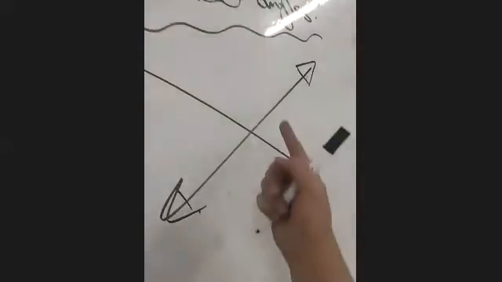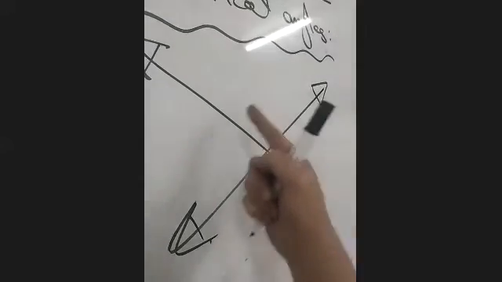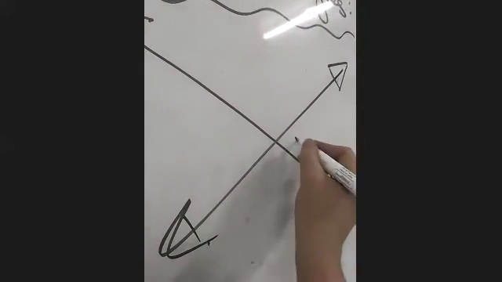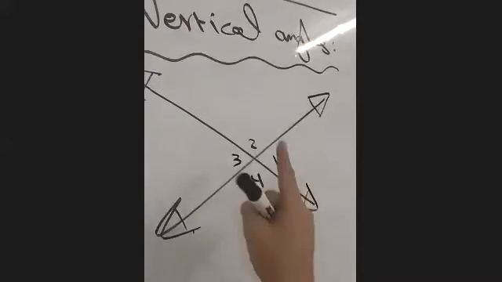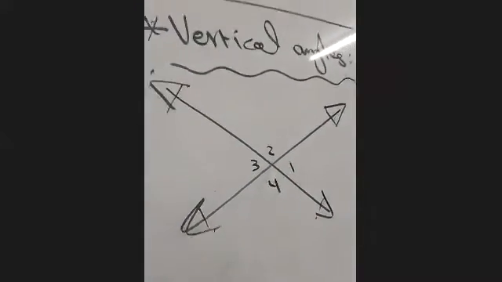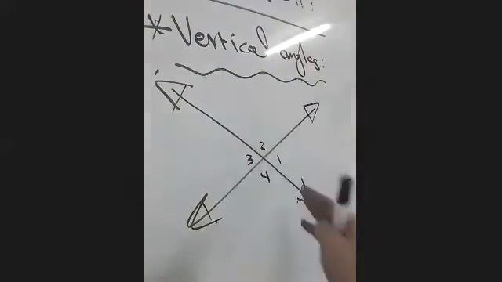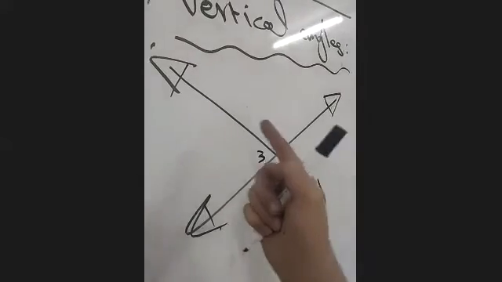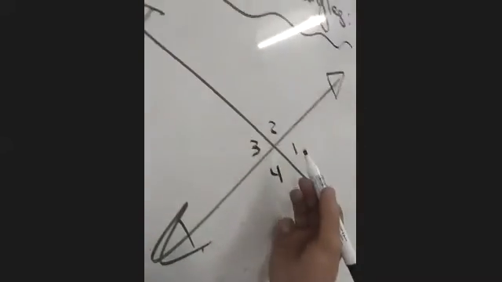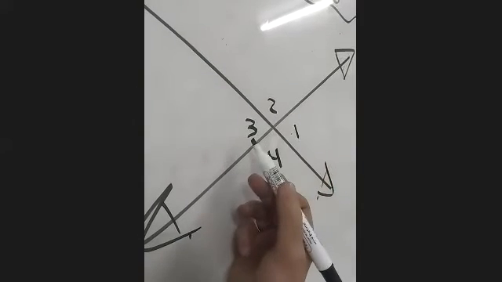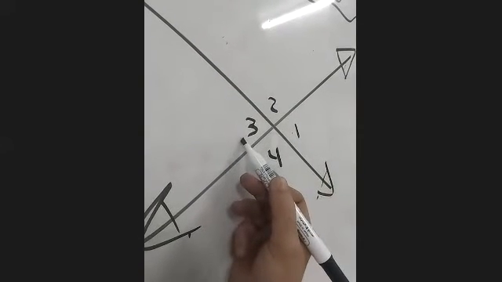Now, I have here four angles. I will name them 1, 2, 3, and 4. So if you intersect two lines, there will be 4 angles between them. Now, look here, guys. Angle 1 and angle 3, we call them vertical.